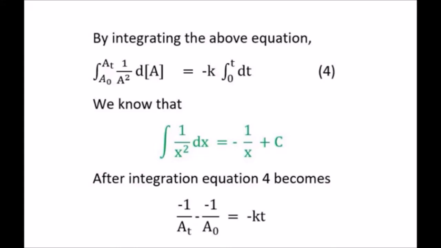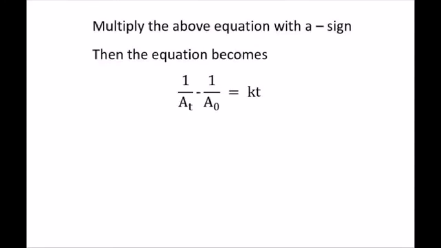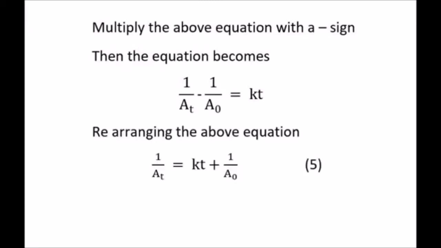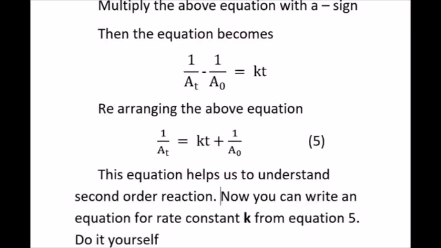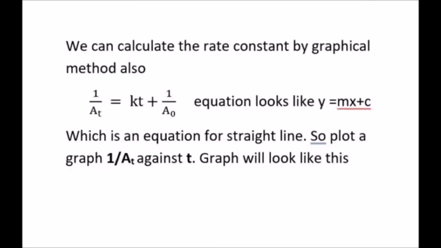Now multiply the above equation with a negative sign. So the equation becomes 1 by AT minus 1 by A0 equal to KT. Now rearrange the equation. So equation becomes 1 by AT equal to KT plus 1 by A0. This equation helps us to understand the second order reaction. Now you can write an equation for rate constant K from this equation number 5, and you can do it yourself. Now we can calculate the rate constant by graphical method also.